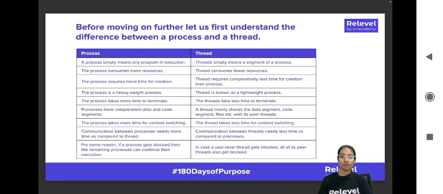Many people do get confused between the two, but you do not have to get confused. With these simple points kept in mind, you should be able to execute and work on threads very easily.